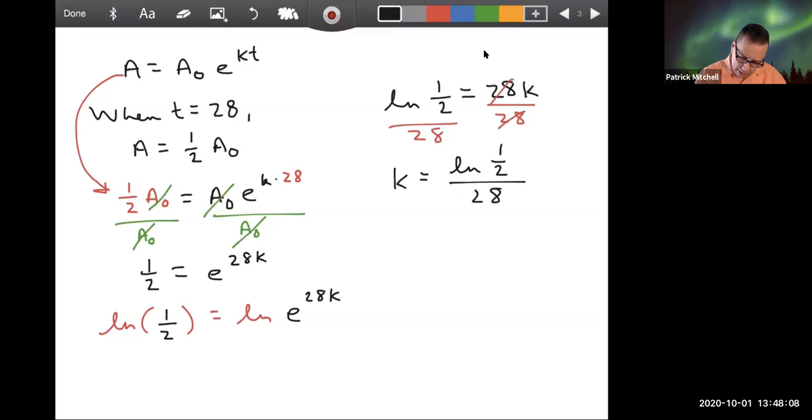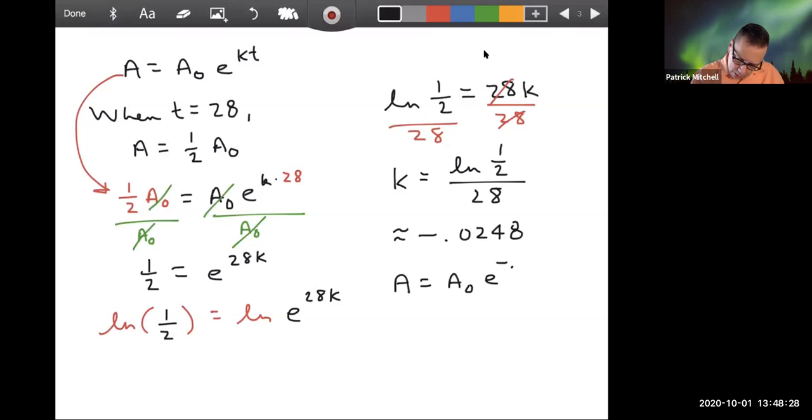negative, like we expected, 0.0248. I'm going to call that. All right, so our exponential decay model is A equals A0 e to the negative 0.0248 t.